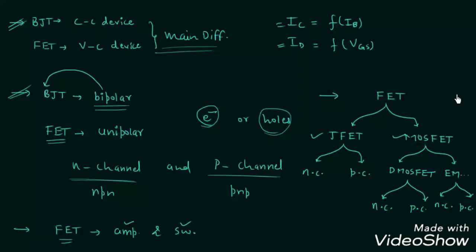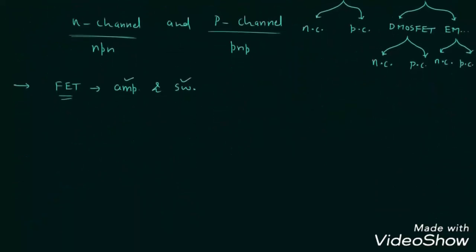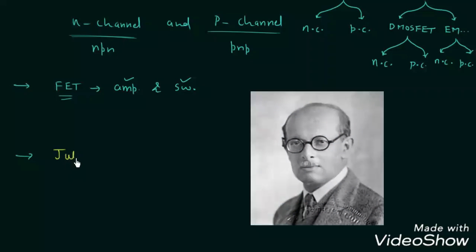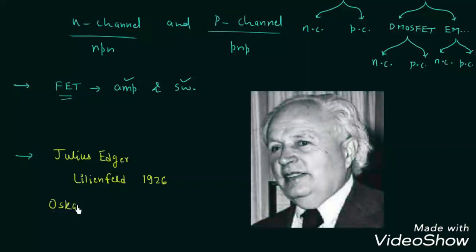Now let's talk about the history of field effect transistors. This is the sixth point, the history of field effect transistors. The field effect transistor was first patented by Julius Edgar Lilienfeld in 1926, and by Oscar Heil in 1934. And these patents were not for the actual FET but for the concepts and FET-like devices.